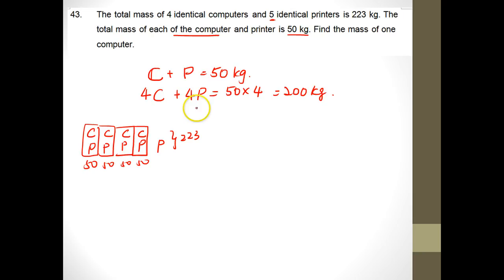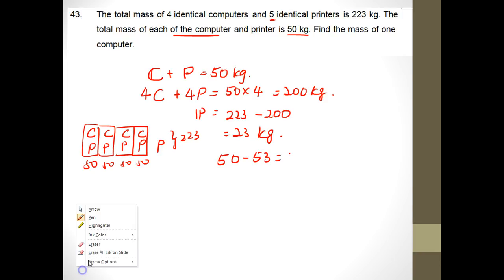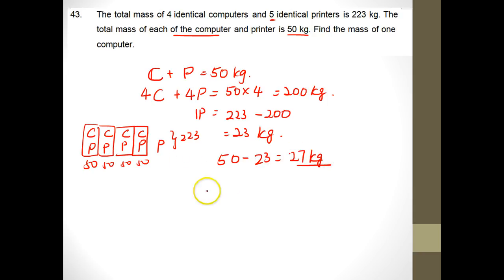So I take one printer, so the printer will be 223 minus 200, which is 23 kilograms. Find the mass of one computer. So one computer, I take 50 minus 23, which is 27 kilograms. Therefore, one computer is 27 kilograms.